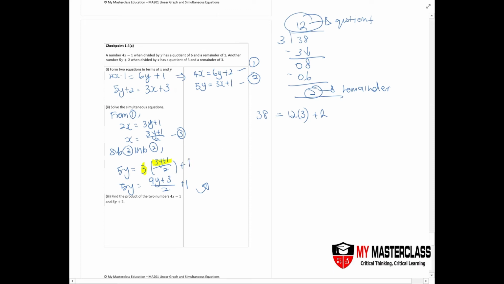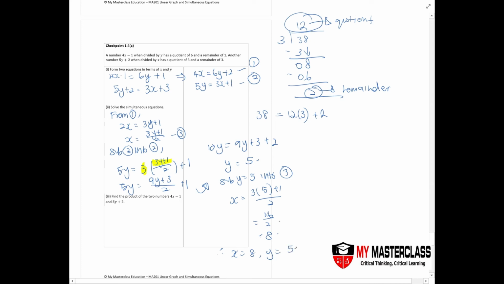So therefore what happens is you will have everything multiplied by 2. 10y equals to 9y plus 3 plus 2. So y equals to 5 over here. Then you substitute y equals to 5 into which one? Into the third equation. So therefore you have x equals to 3 times 5 plus 1 over 2. That will eventually give you 16 divided by 2, which is 8. So therefore your answer is x equals to 8 and y equals to 5.